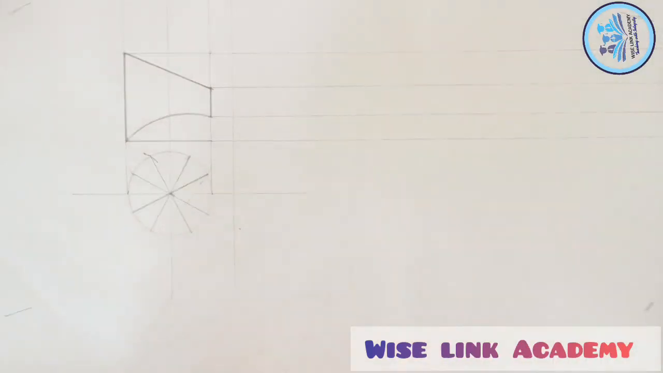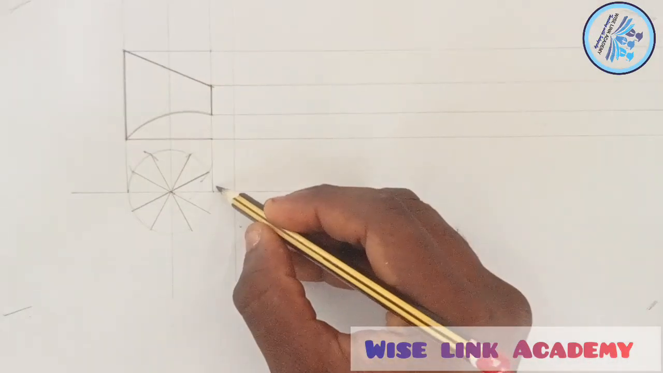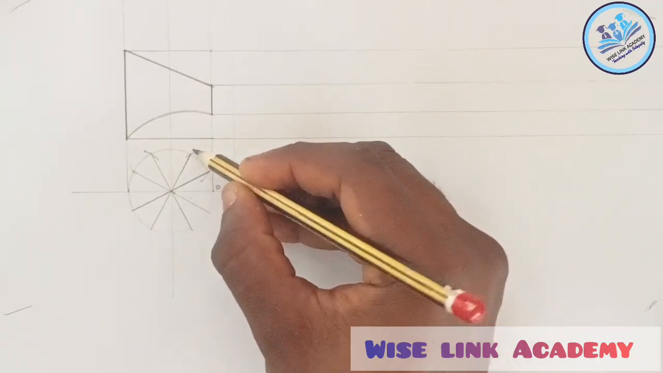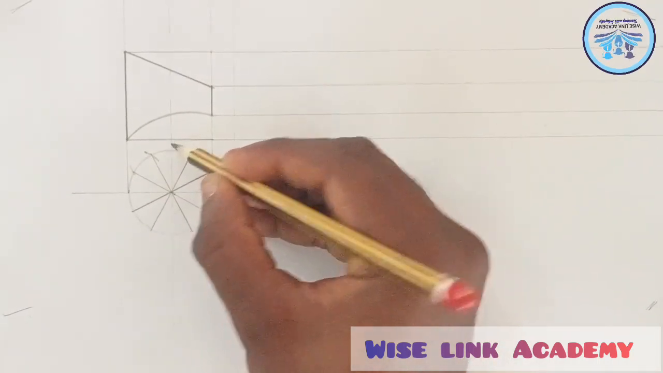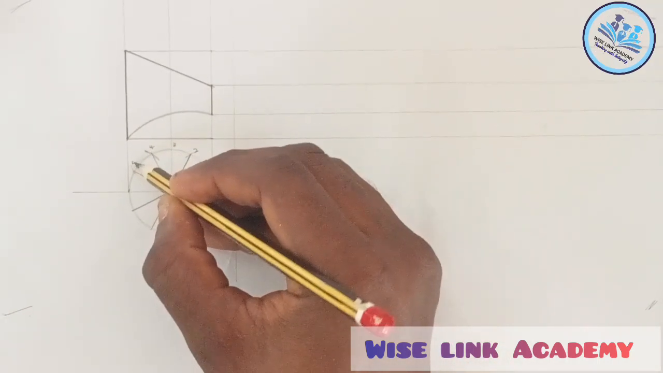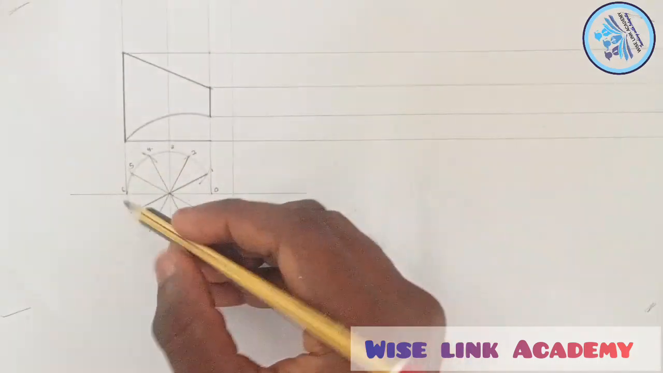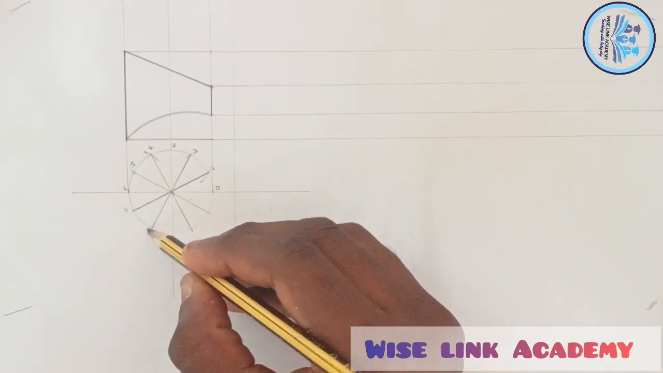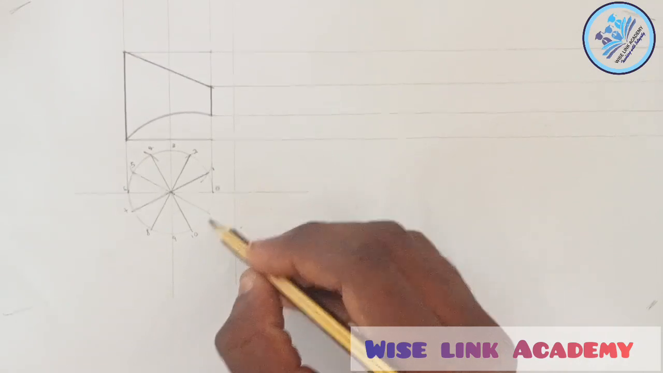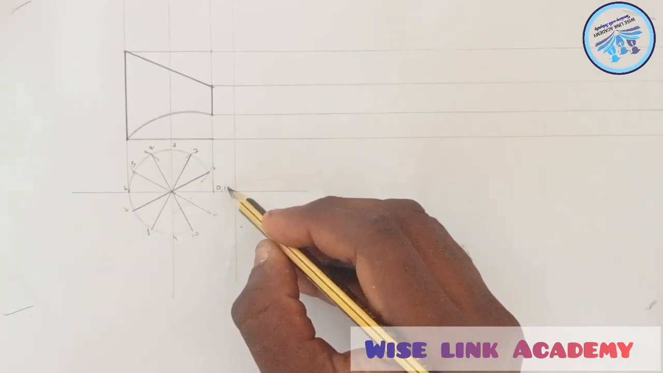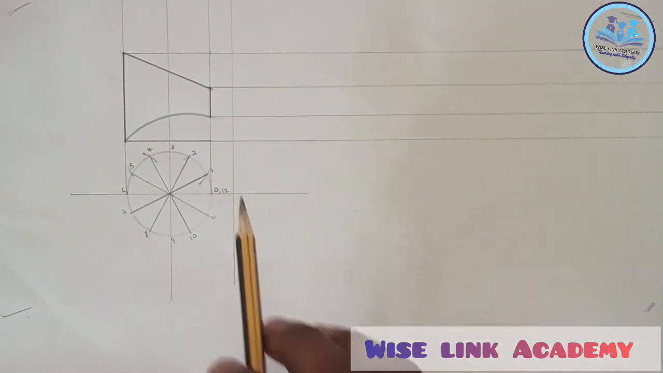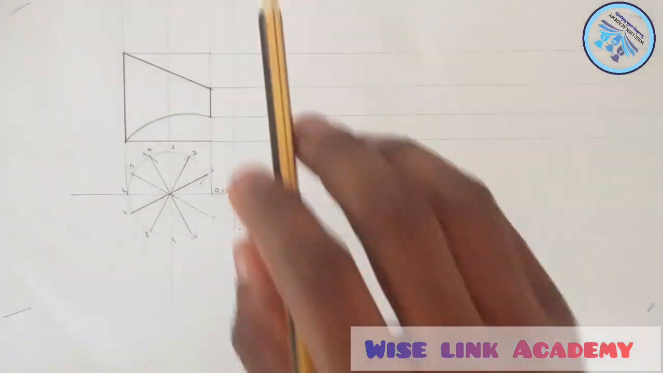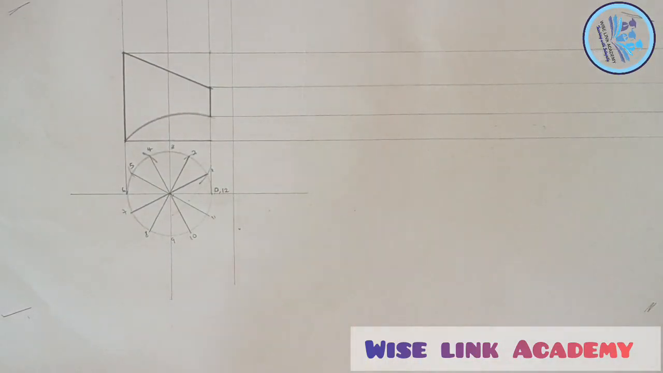You take the radius, and let's label it. This is 0, 1, 2, 3, 4, 5, 6, 7, 8, 9, 10, 11, 12. Right? So it's 0 and 12 are falling on the same line. So take note of that.